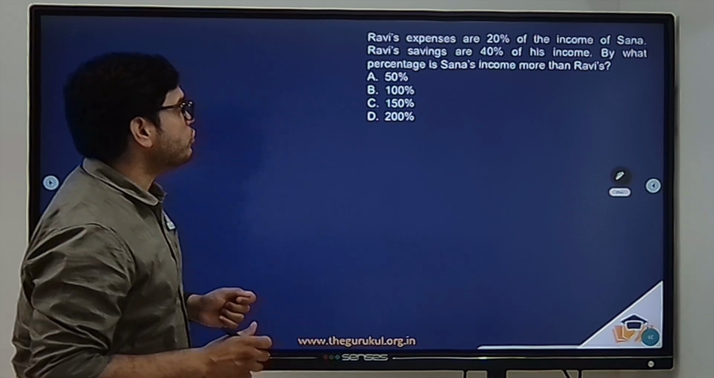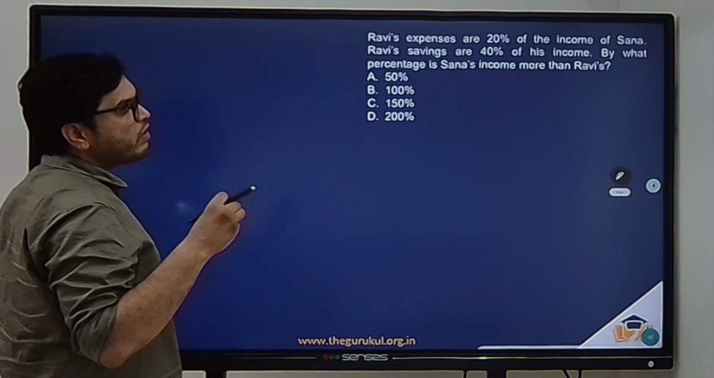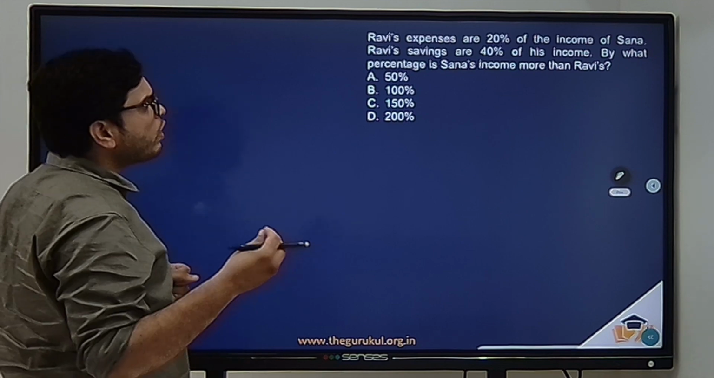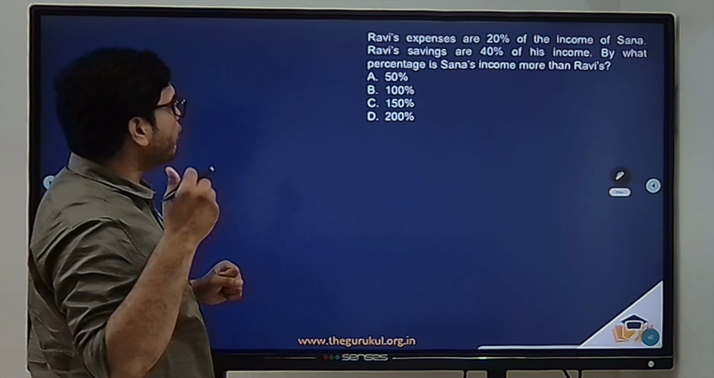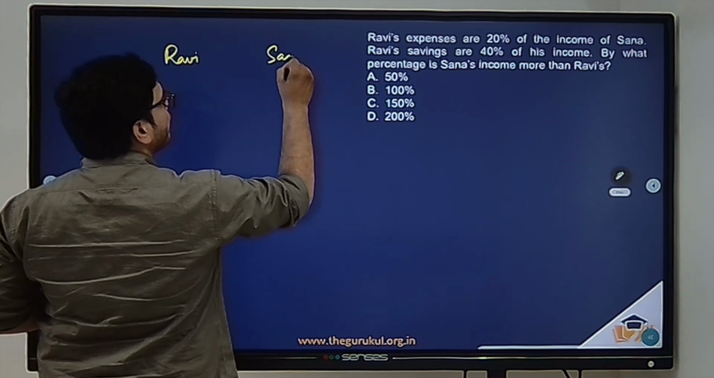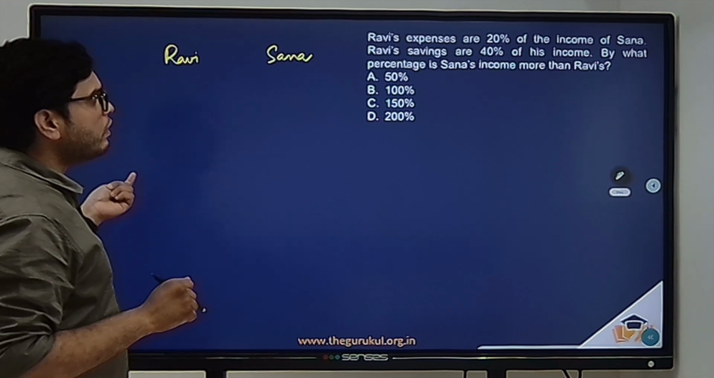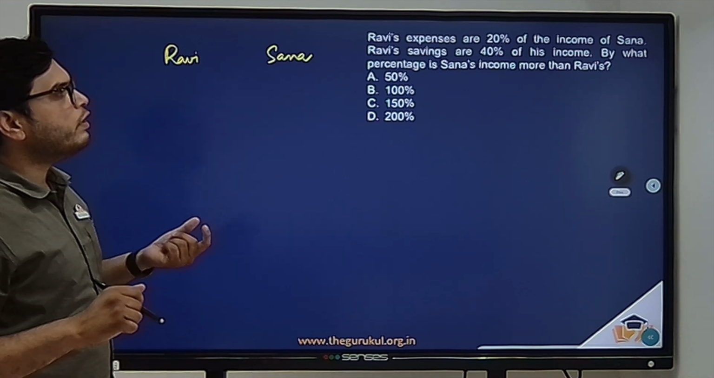Now coming to the fourth question. Ravi's expenses are 20% of the income of Sana. Ravi's savings are 40% of his income. By what percentage is Sana's income more than Ravi's? Okay, so we have Ravi and Sana. Ravi's expenses are 20% of the income of Sana. Ravi's savings are 40% of his income.